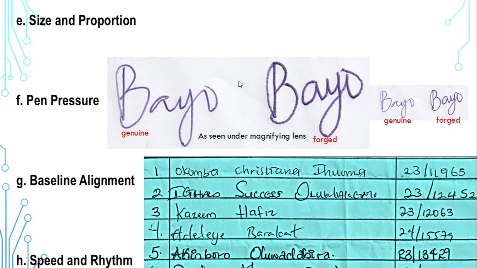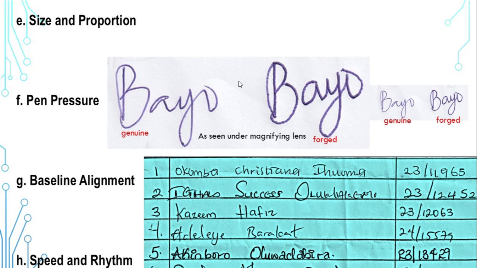All the writing sat on the line, and the first word here, the initial letter, I started a bit below the line, while the last one, the initial of the last word, is also below. But look at Kasim. So their baselines are not the same.